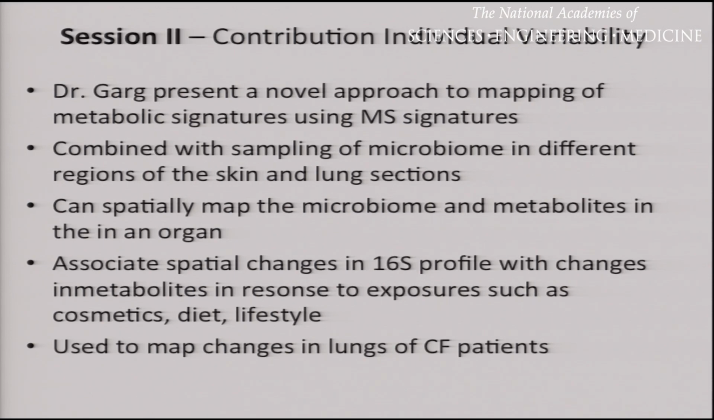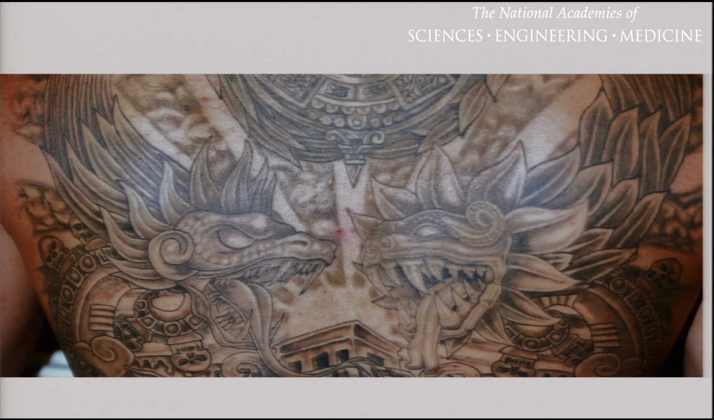And then Dr. Garg presented a pretty novel study on using new methods in mass spec to map where metabolites are in the body by taking swabs or taking sections through lungs. And combining that with 16S rRNA, she was able to come up with a sort of cartographic map of where things are, and then look at how that's changed by exposures. So that was a very new, exciting technique to actually look forward and see how environmental exposures to things like cosmetics would change your skin microbiome. And of course, I immediately had that done to myself and was surprised at what I found.